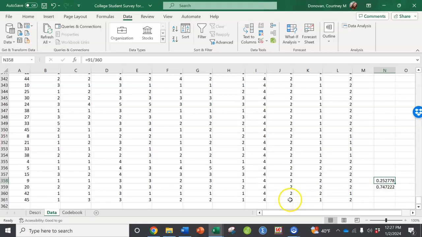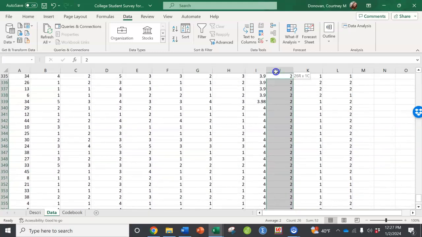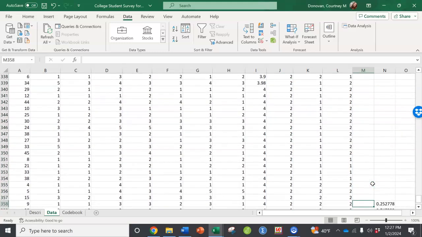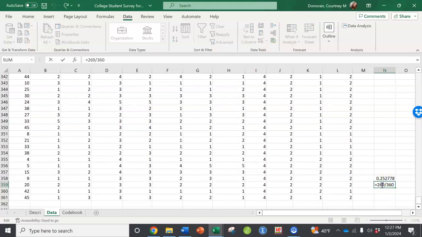And we highlighted all of the twos, which gave us a number. We highlighted all of the ones, which gave us a number. And down below, we summarized that, finding out, and again, if we hit equals, there were 269 ones, meaning undergrads, out of 360. So I just typed in equals 269 divided by 360, hit enter, and I get a percentage right here of 75. So I have 75% undergrad and 25% master's and doc.